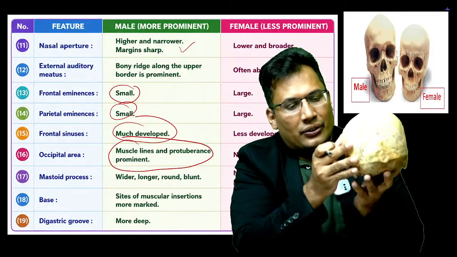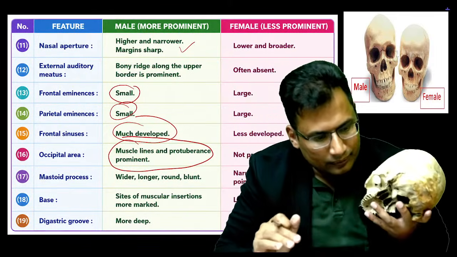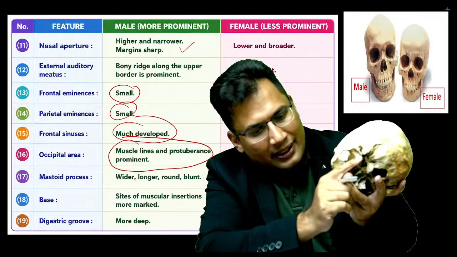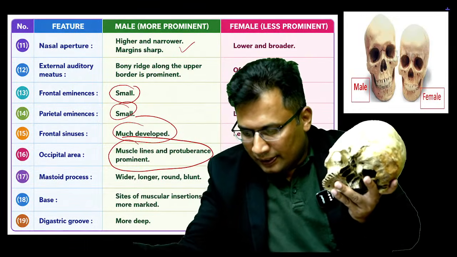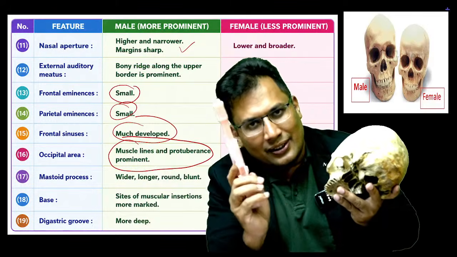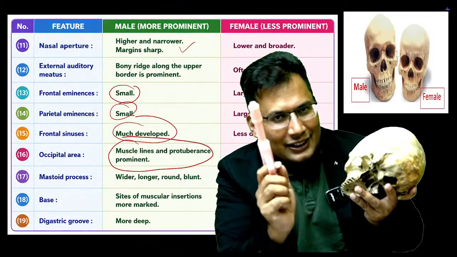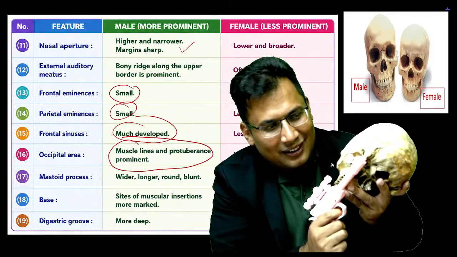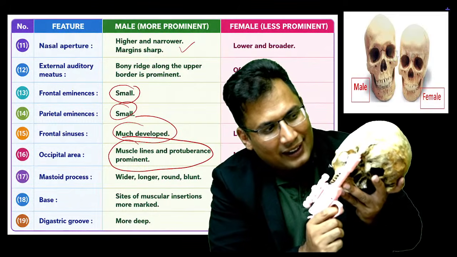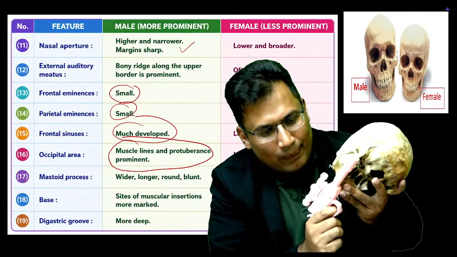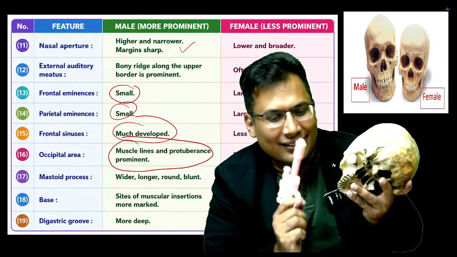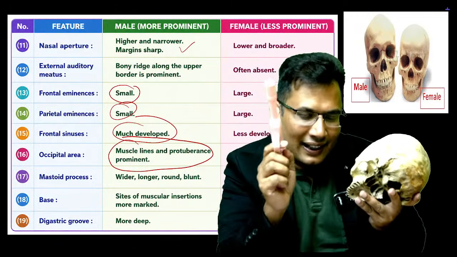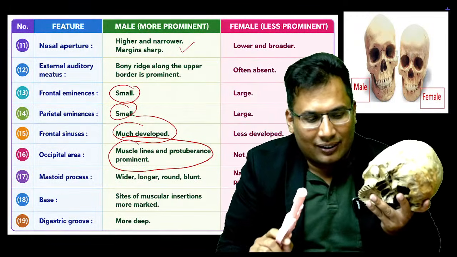Mastoid process. Look at the mastoid process. You can see here, this is the mastoid process. You can make out this is the mastoid process. Don't mistake me, this is actually a firearm. Look at this, the tip of the firearm. You can see this, this is the mastoid process. The mastoid process is wider, longer, round and blunt. In females it is narrow, short, smooth and pointed.